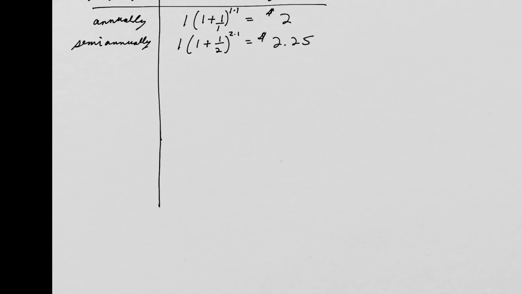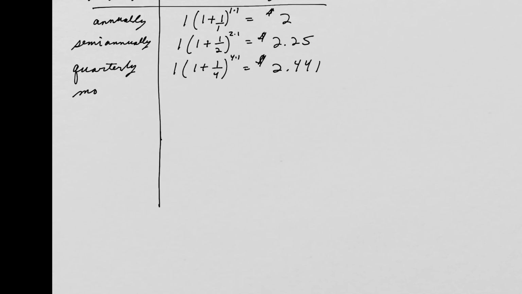Okay, quarterly. So now K is 4. So this is going to be $2.44, another little bit, like a tenth of a cent there. So that's the amount of money you'd have if you compounded quarterly.